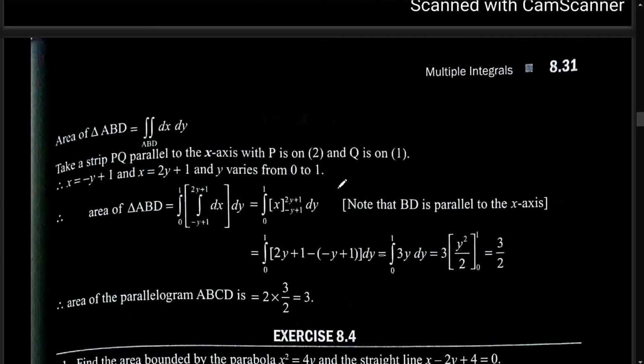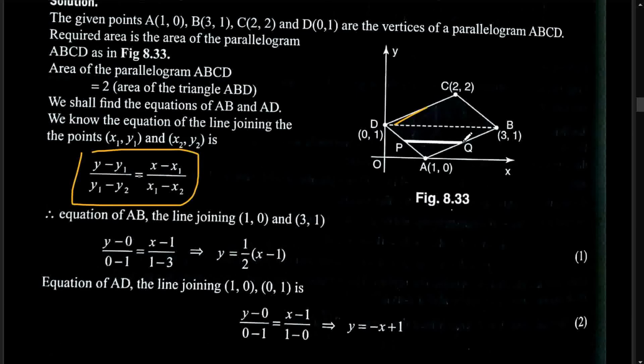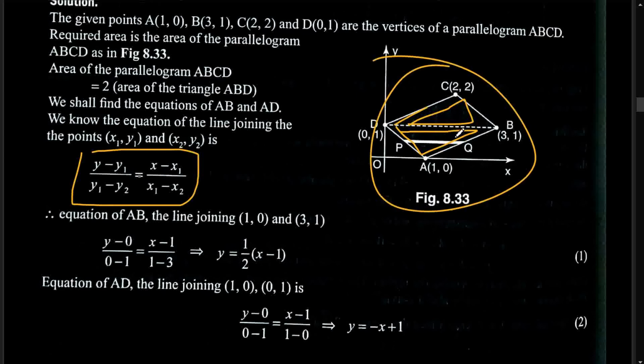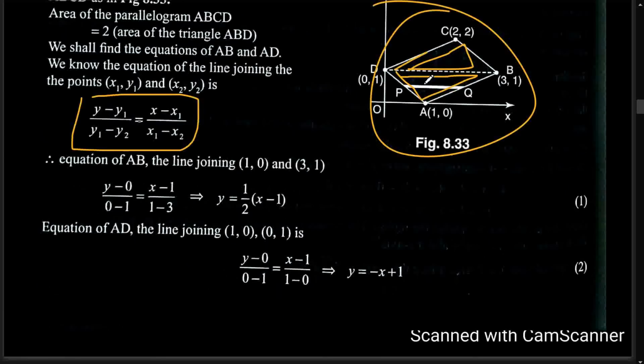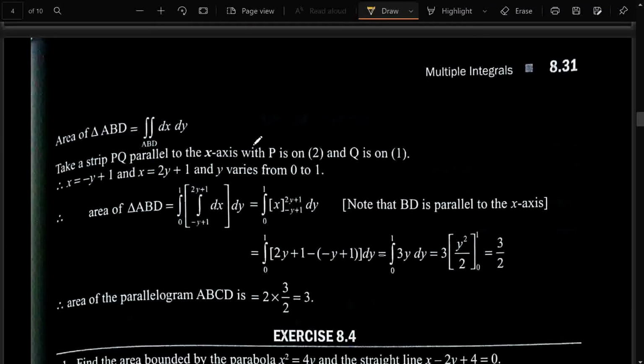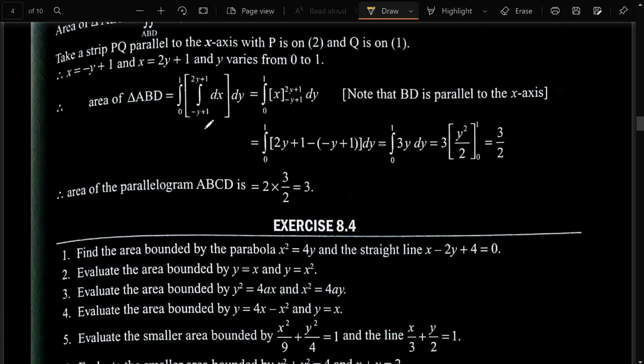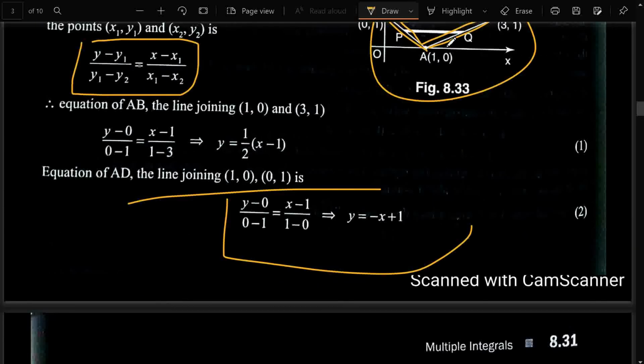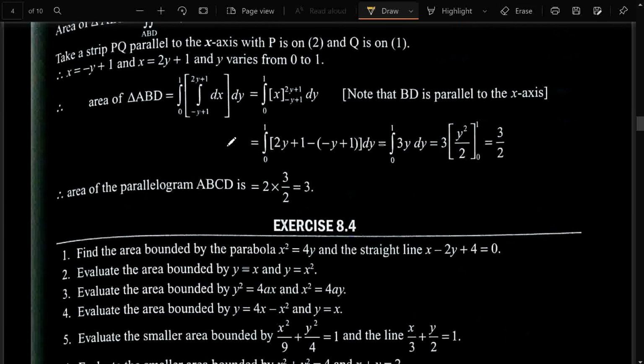After finding it, take a strip horizontally. As it is a parallelogram, this area will be equal to this area. So just by finding one area and multiplying with 2, you get the whole area. So taking a strip horizontally, p and q, what is p? P is nothing but the equation of DA, and q is nothing but the equation of PA. After finding the equations of the lines, they would be the limits. So the lower limit is the equation of this line, and the upper limit is the equation of this line. And after that, you get this.